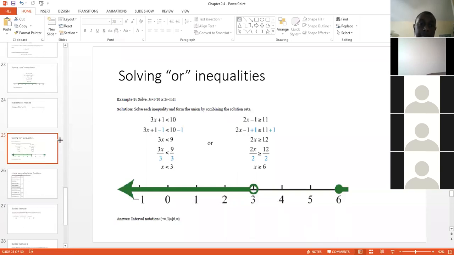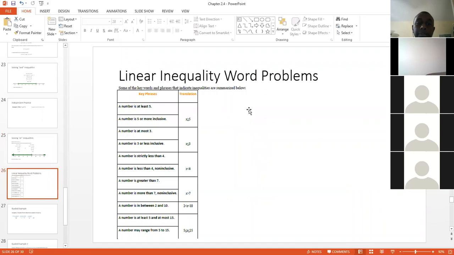Linear inequalities are just like linear equations. There's also going to be word problems. So it's important to note these key words and phrases that indicate inequalities. Just like we had the operations we saw, you can convert the words into math. You're going to have to do this for word problems, converting the expressions into algebra. A number is at least 5, meaning that it's greater than or equal to 5. A number is 5 or more, inclusive, so it's including 5. You have to have a greater than or equal to sign.